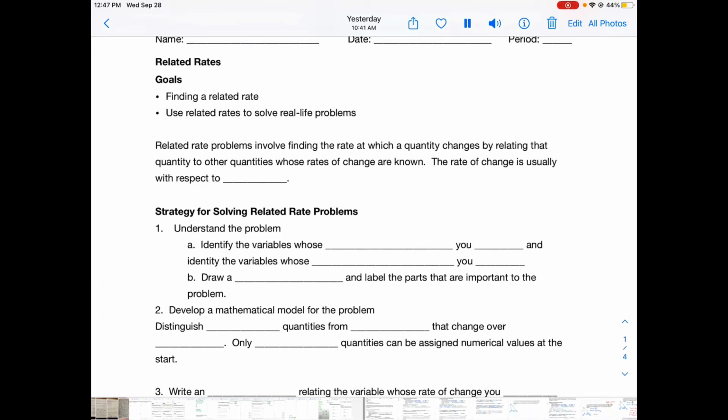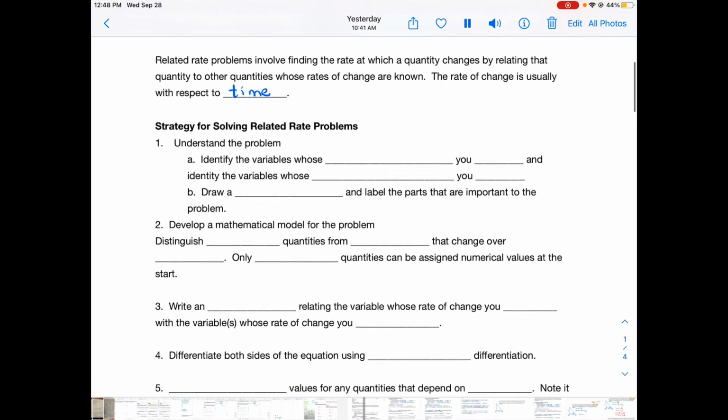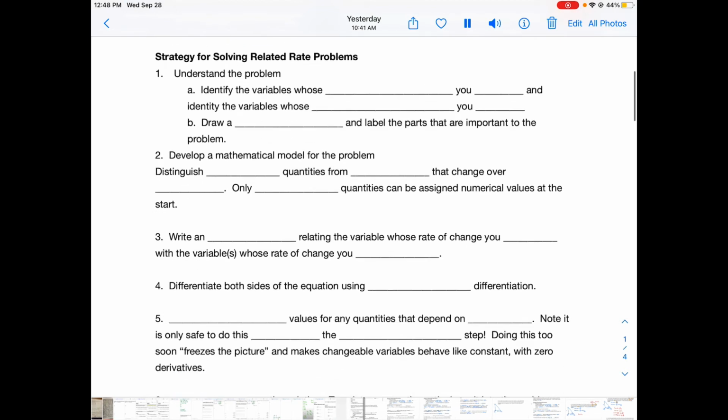All right, today we're going to learn about something called related rates. We're going to learn to find a related rate, and we're going to use related rates to solve word problems. So these are the application problems. What's really important is that in order to solve related rates, you're going to need to use implicit differentiation, because you're going to compare a rate of change that you know with the rate of change that you are trying to find. And these rates of change are change over time.